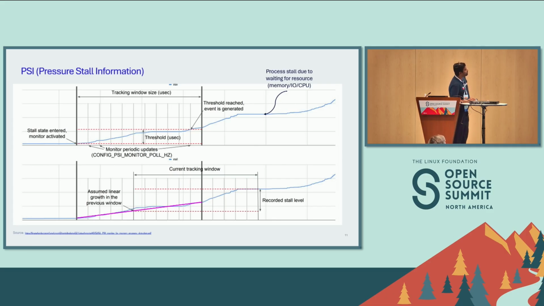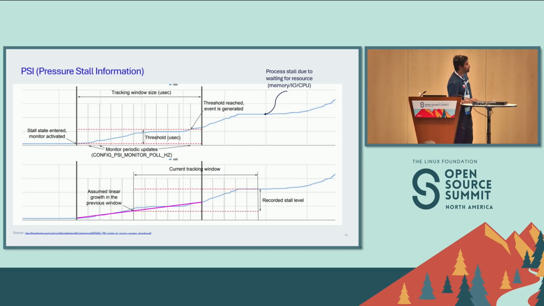So this is your whole window. After the end of this window, it will tell how much time the process was stalled. If it's above a certain threshold, for example this line here, so you see that the process stall is going above this threshold within this window, then it will give an event to the user space that has registered to this particular threshold. Here it will calculate the linear stall that happened, and at the end of the window it will give you an event to user space saying this process stalled for X amount of time, or X milliseconds.